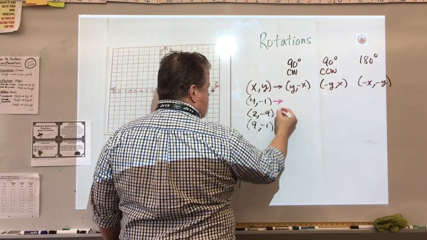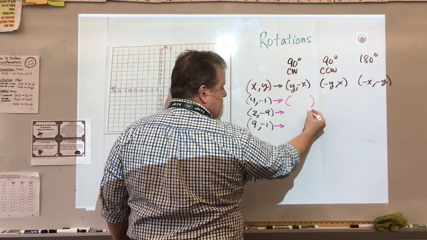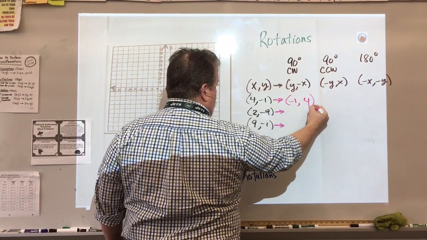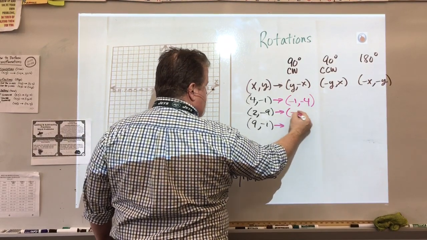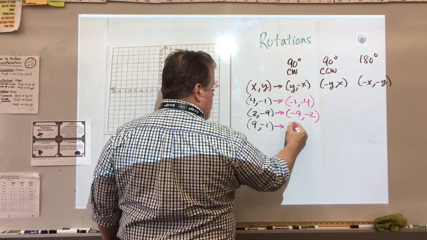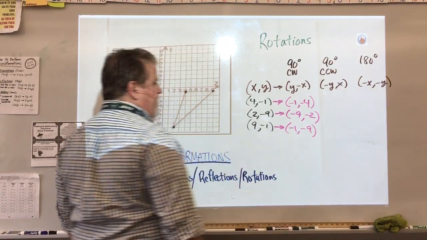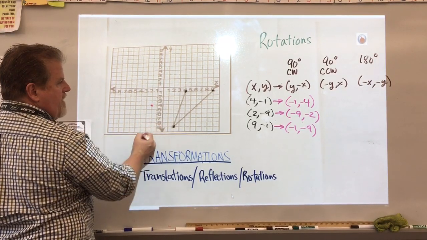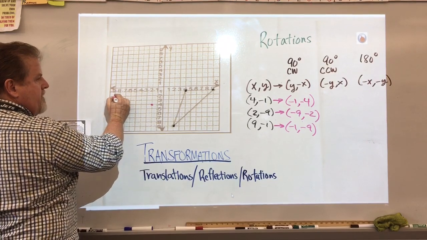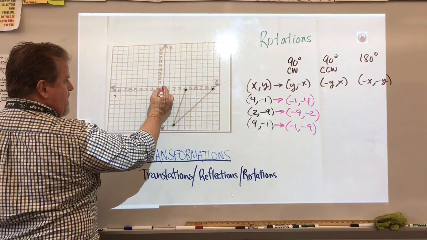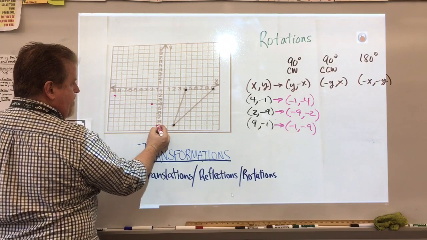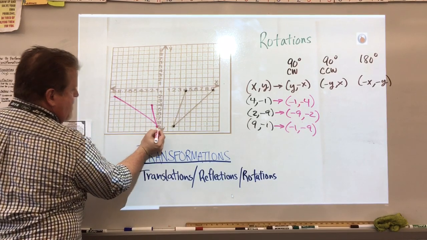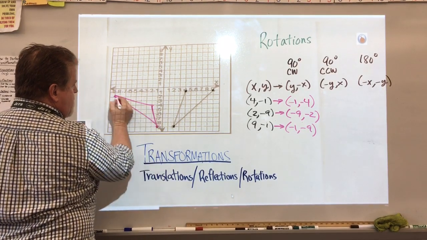So this is going to become -1, 4, but the 4 is going to be negative. This is going to become -9, -2, -1, -9. And if we plot those points, -1, -4, -9, -2, and -1, -9, that shape should be the rotated 90 degrees clockwise shape.